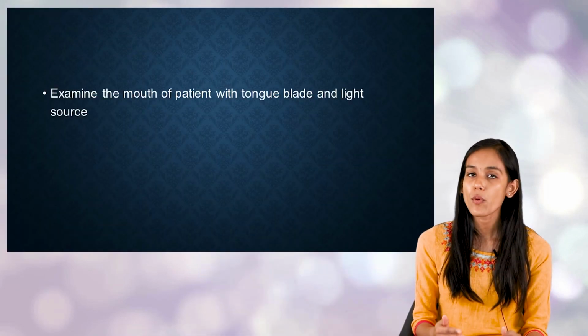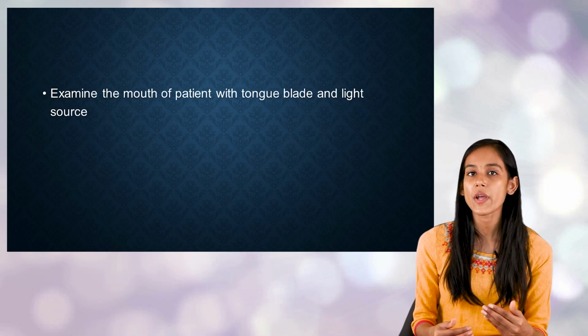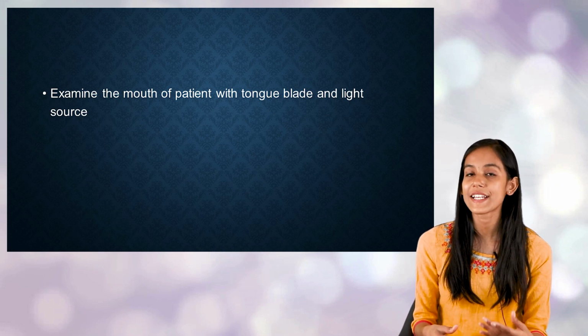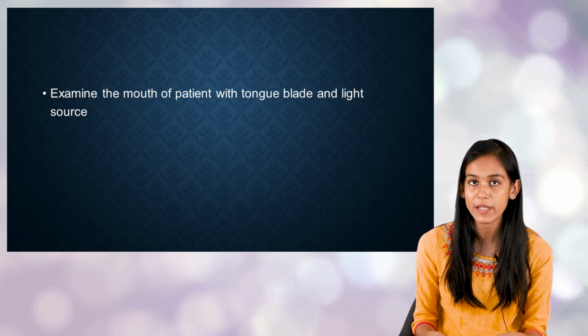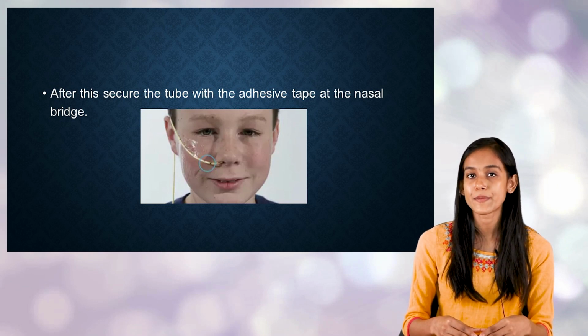Now, once we confirm that the tube is in the stomach, we are going to examine the mouth of the patient with a tongue blade to see if there are any minor injuries or any presence of bleeding. After this, we have to secure the NG tube. We are going to secure the tube with adhesive tape, and this is very important so the tube doesn't move around and doesn't get misplaced.